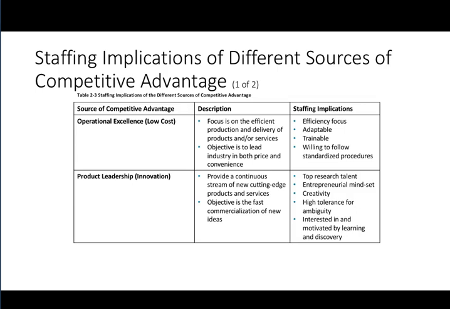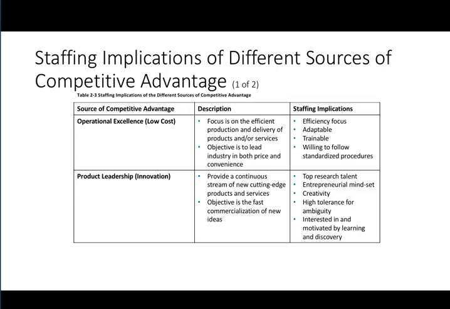For example, if you're competing on low cost, that means you're focused on efficient delivery of products and services with little waste. So your focus when it comes to staffing is you want people who are adaptable, trainable, willing to work in standardized processes, and efficiency focused. Not somebody who's going to waste money and time and resources, but who is going to be very, very conscientious about the kinds of work that they do and how they manage their money.